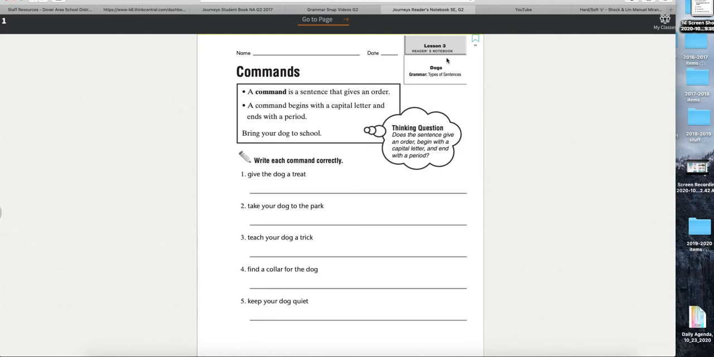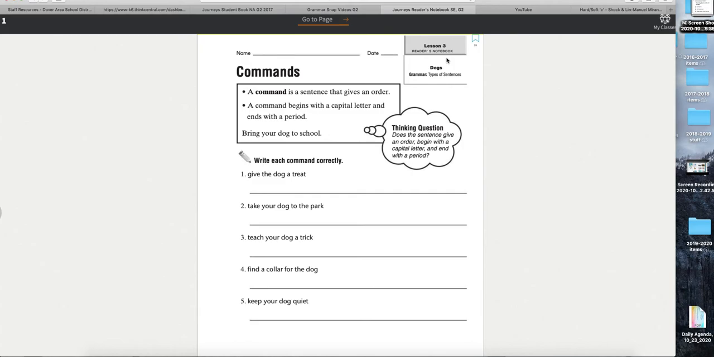Number 3. Teach your dog a trick. What's missing in that sentence? What do I need to fix? What do I need to fix, Alina? The T to a capital T. Which T? The first T. Right, the T in teach, the capital T in teach. And then I also need to do what? Add a period. I need to put a period at the end.